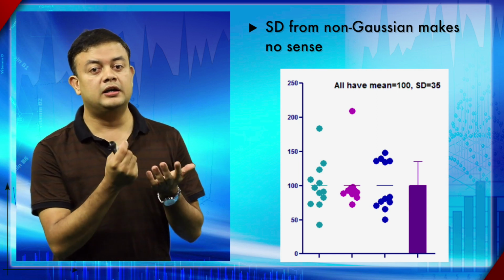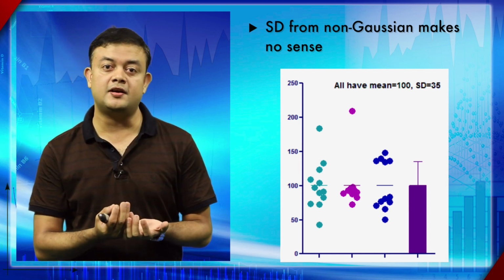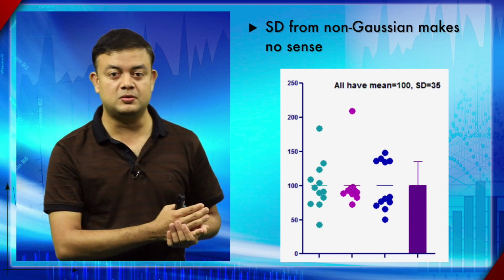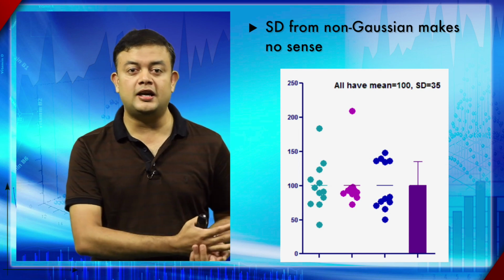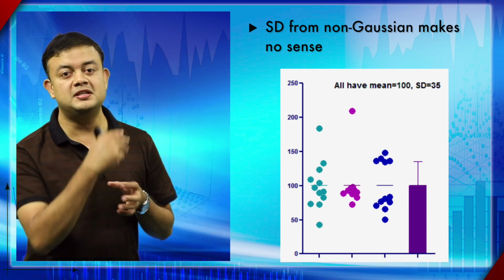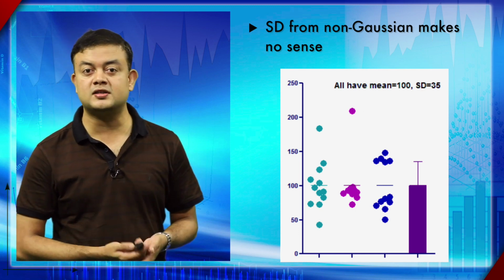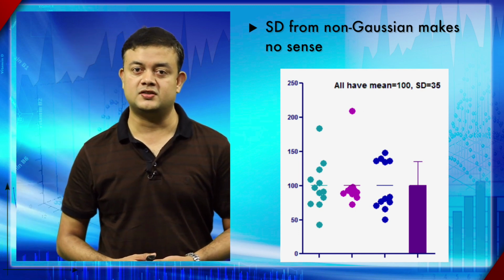So in this particular diagram, you can see that there are actually 3 data sets, each having the same mean and same standard deviation, but you can see that only the first one has the normal distribution, the second one is absolutely a log normal distribution, while the third one is a discontinuous distribution. So in the case of log normal or discontinuous, the standard deviation makes no sense.